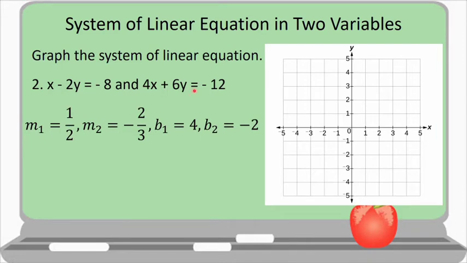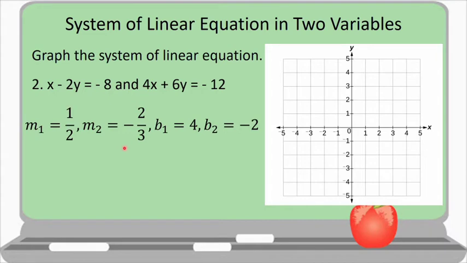Now for equation number 2, we are given 4x plus 6y equals negative 12. Since this is positive, the slope is negative, over the numerical coefficient of x over the numerical coefficient of y. So negative 4 over 6. We have to get the lowest term, so it is equal to negative 2/3. Then for b sub 1, negative 8 divided by negative 2 is positive 4. And negative 12 divided by 6 is negative 2.